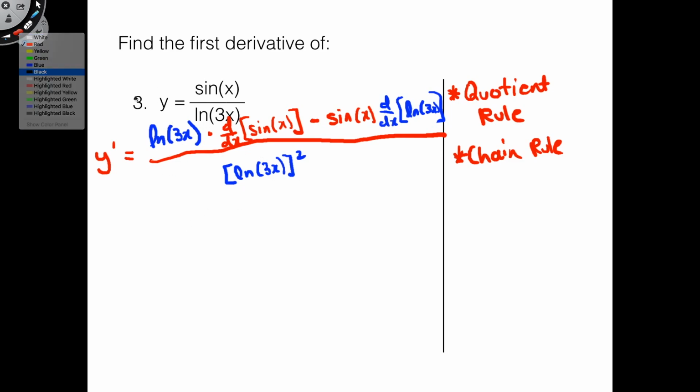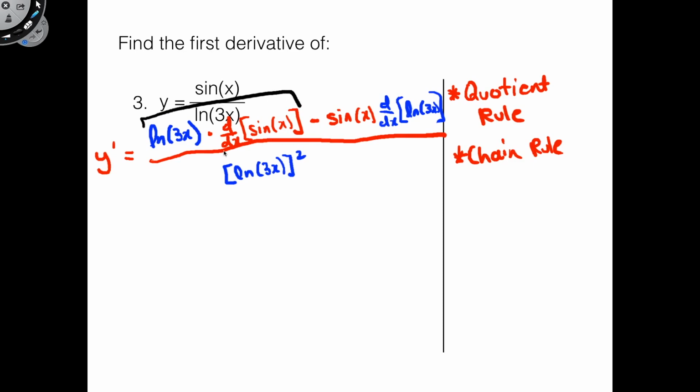So for starters, let's look at this part, right? Actually, let's start with the ln. The ln we just leave as is, right? The ln of 3x stays as it is, but times the derivative of sine of x, which is going to be the cosine of x. All right, so that's one part of it. And all this minus the sine of x times the derivative of the natural log of 3x.